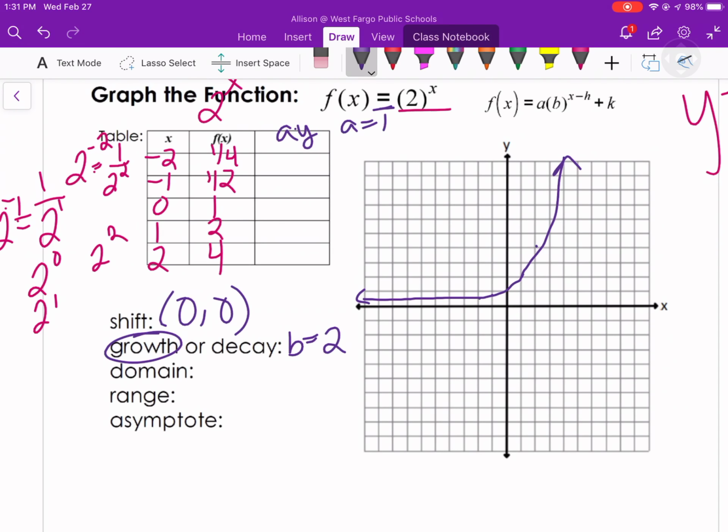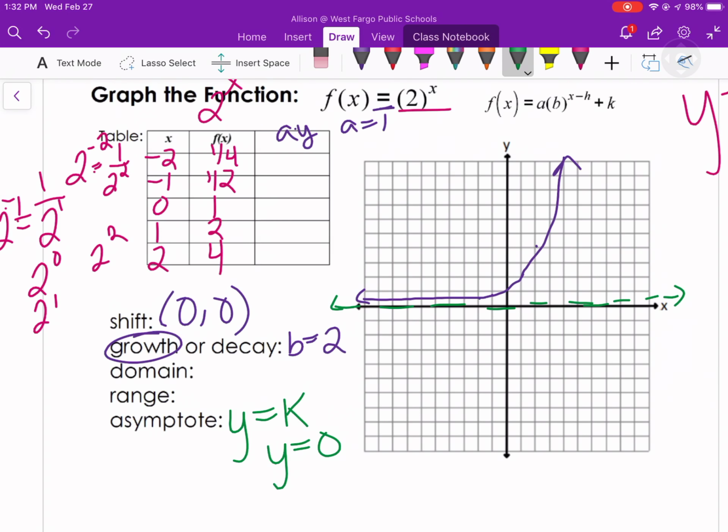I can zoom out. Now the asymptote is going to be the line that it's approaching down here, and it's actually going to approach 0. And that asymptote corresponds to my K value. So I have an asymptote at Y equals K. In this case, then it's Y equals 0. So it will approach this x-axis but never cross.